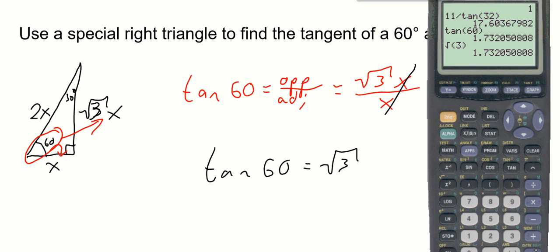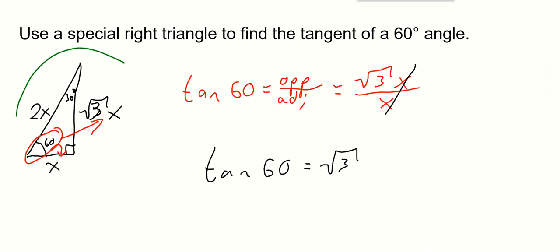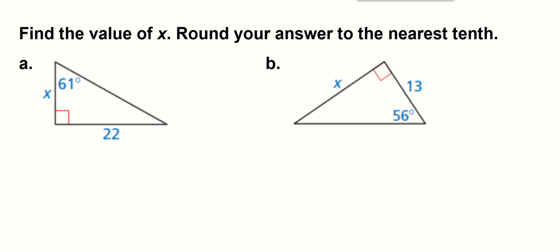Okay, so as you're dealing with special right triangles that have measures of 60, 30, or 45, you can use your special right triangles, or if you prefer just to use your trig ratios, you can do that as well. Okay, so here are some other examples I'd like to walk through just to help us with these.